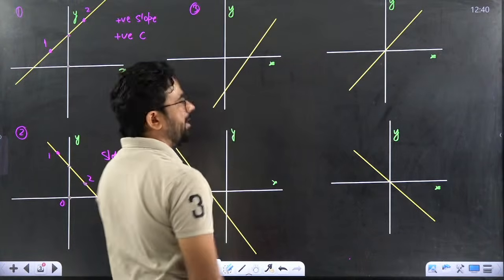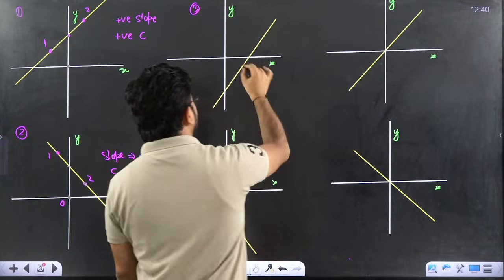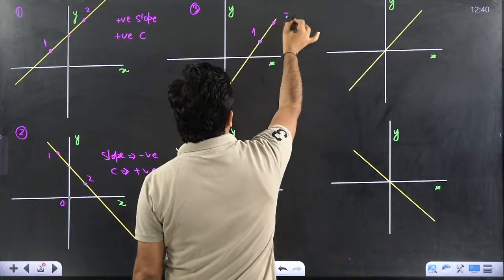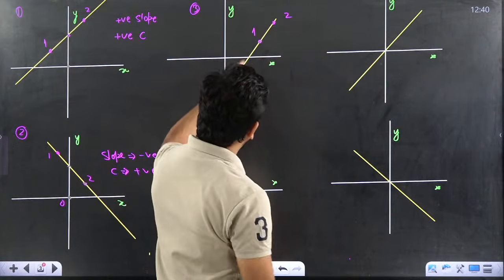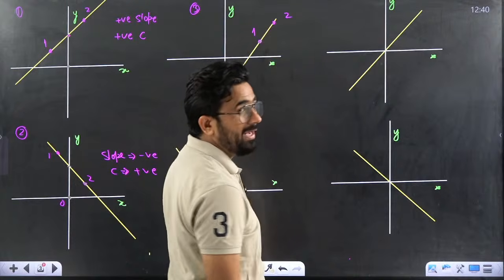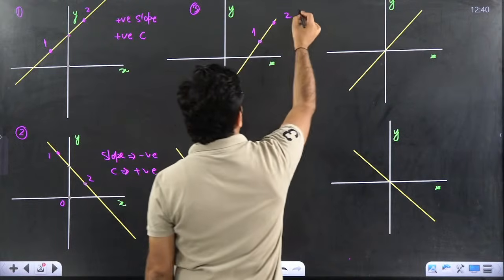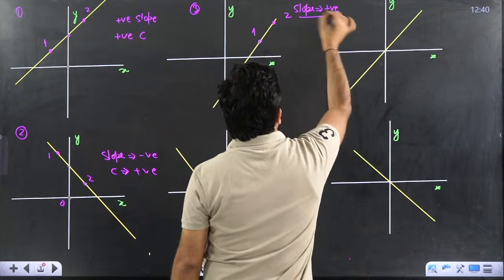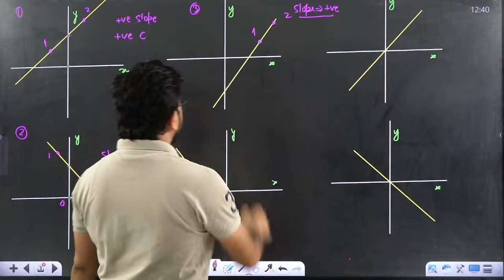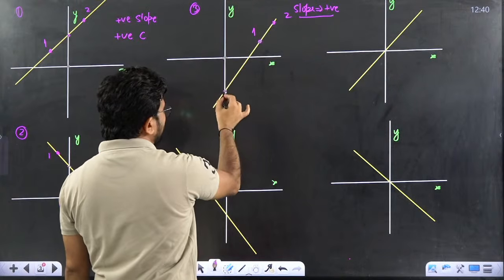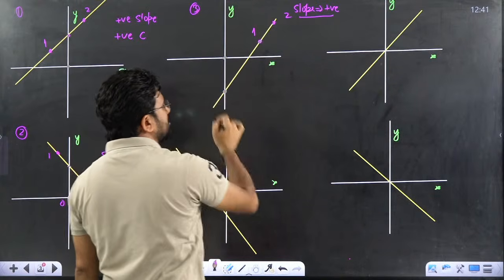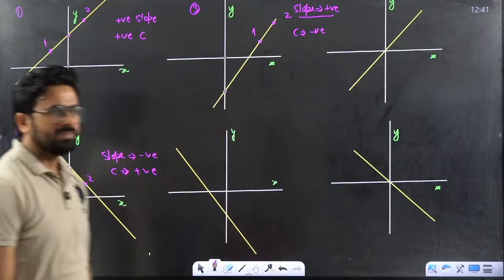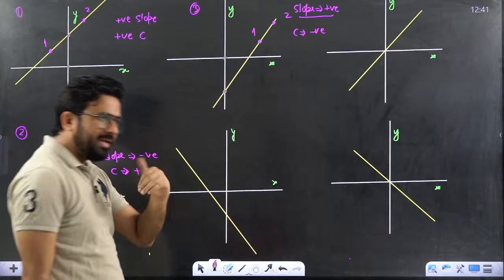In question 3, again take any 2 points, suppose this is 1, this is 2. Left to right I am moving. Height is increasing, means positive slope. Second is the C value. It is cutting the y-axis here, so it is below the origin. Below the origin means the C value is negative. Come to the next point.